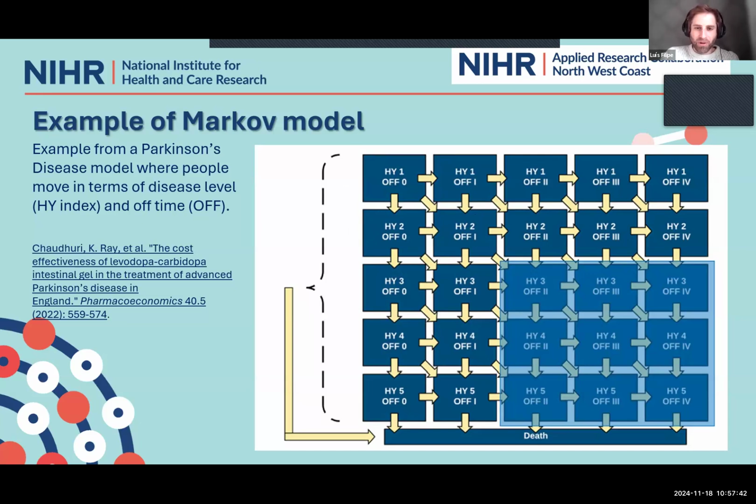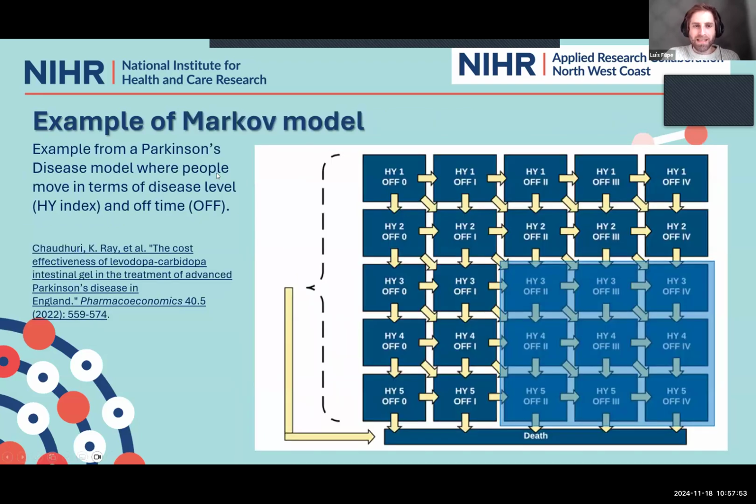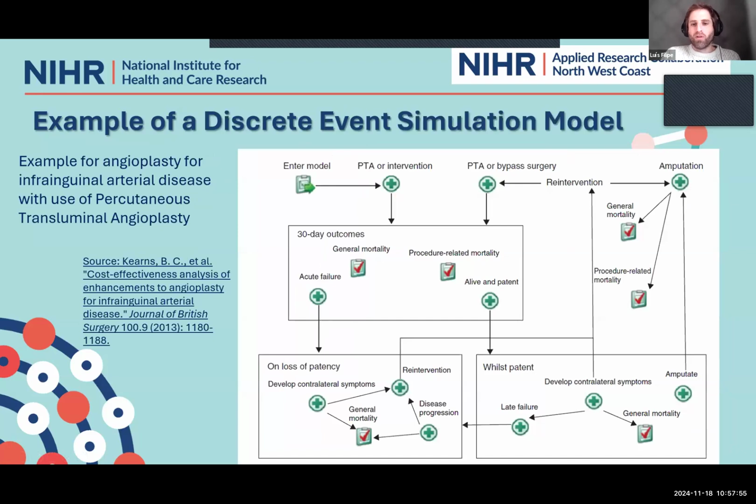So I'm going to skip this one because I already talked about it. Let's just go to discrete event simulations. So discrete event simulations are just, let's say, a more complex form of a Markov model. The idea is still the same. The idea is still that you have several states and you want to see how people move between states across time. It's just that it gives you a little bit more flexibility.